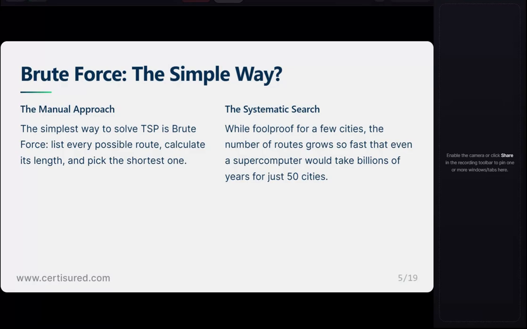The most obvious way to solve this is the brute force approach. You simply list every single possible route, calculate the total distance for each one, and pick the shortest. It's foolproof and systematic, but it has a massive flaw. It takes far too long. While it works for 5 cities, it would take a supercomputer billions of years to finish for just 50 cities.